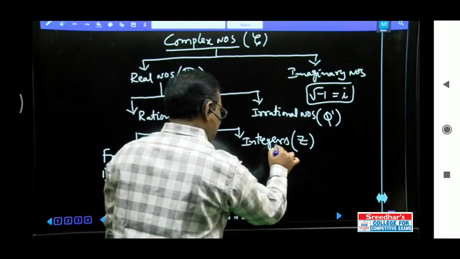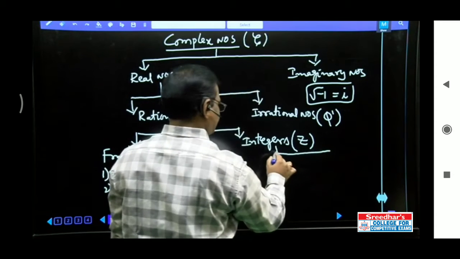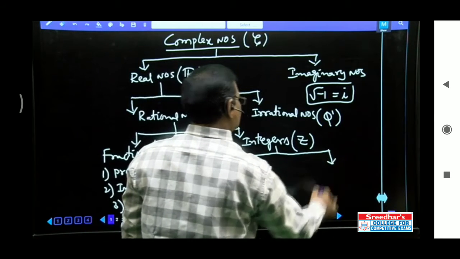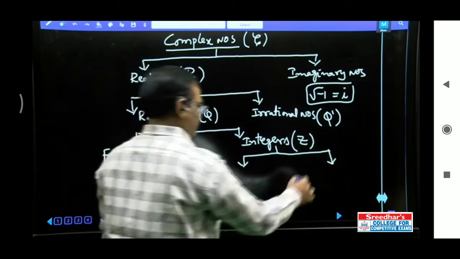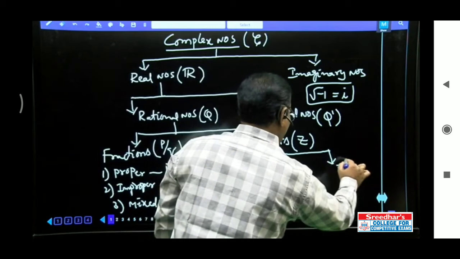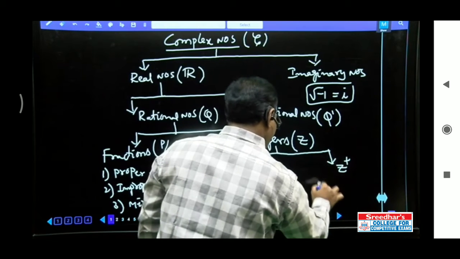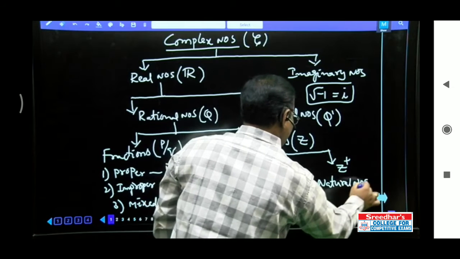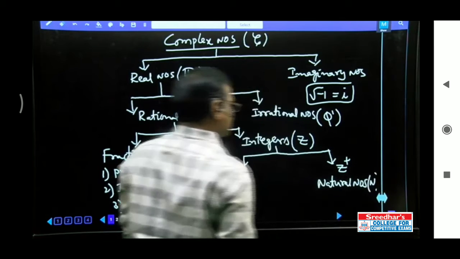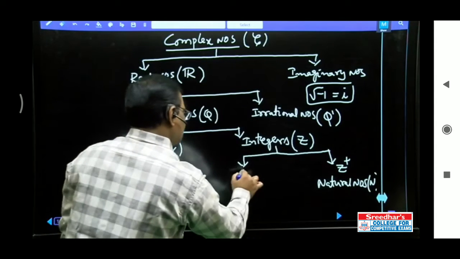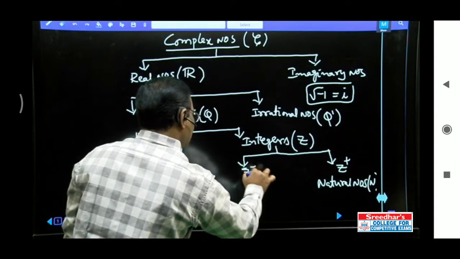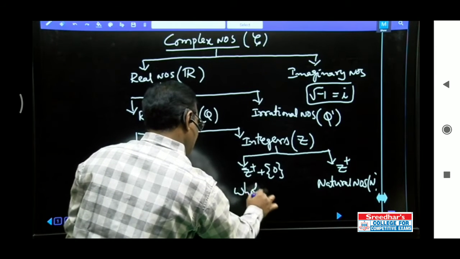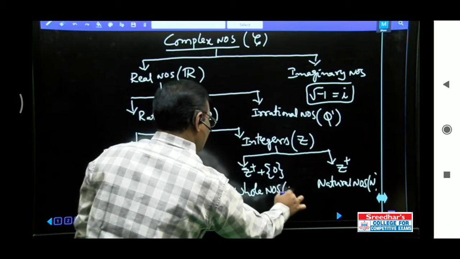Now if we classify this, positive integers, Z plus, are nothing but natural numbers, denoted by capital N. And positive integers plus singleton 0 are whole numbers, denoted by W.